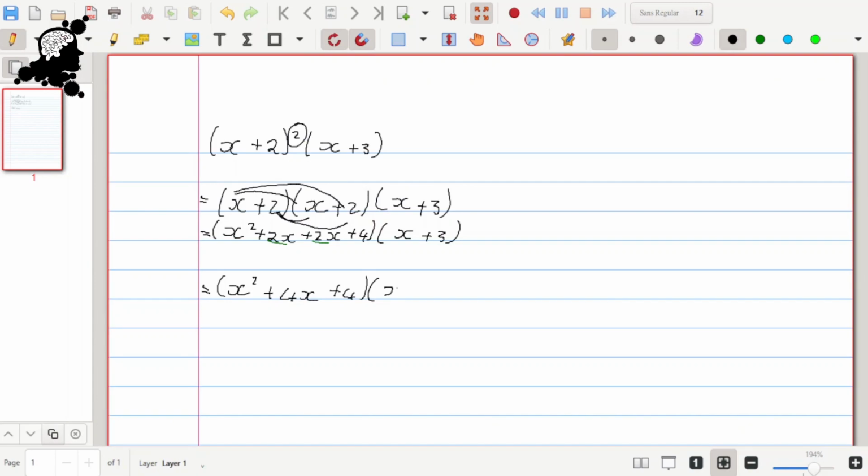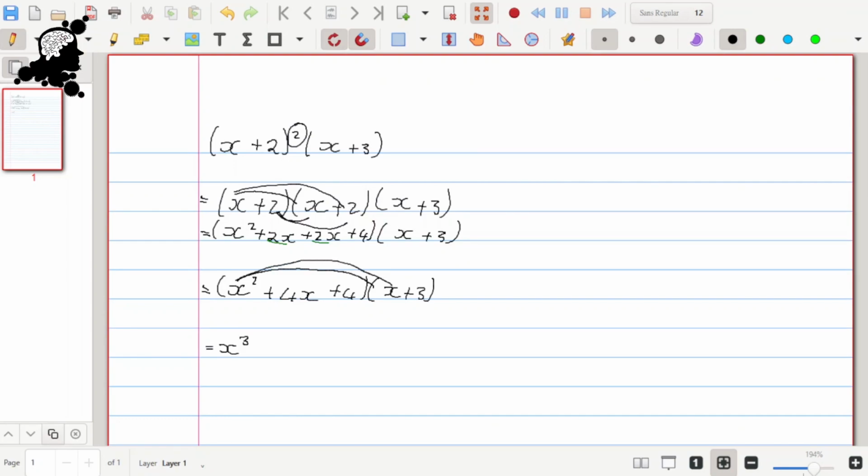Then I'm going to remain with x plus 3. Now, in this instance, what I need to do is multiply every term in the trinomial with every term in the binomial. So I'm going to start by saying x squared times x. This is going to give me x to the power 3.